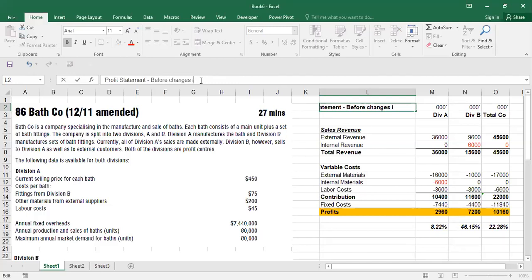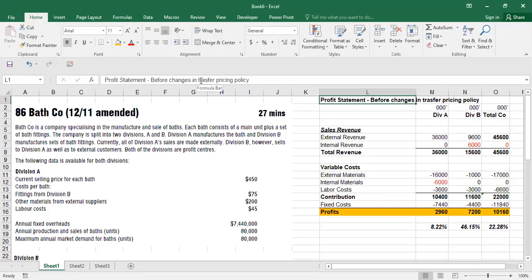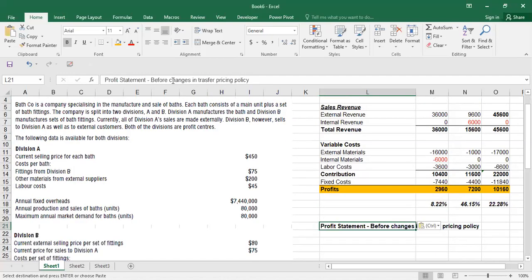Before changes in transfer pricing policy. And then I need to, let me put it here. So this is what we made, like a profit statement before changes in transfer pricing. And what I want to do, I'll just copy paste it. I will say profit statement after changes in transfer policy.